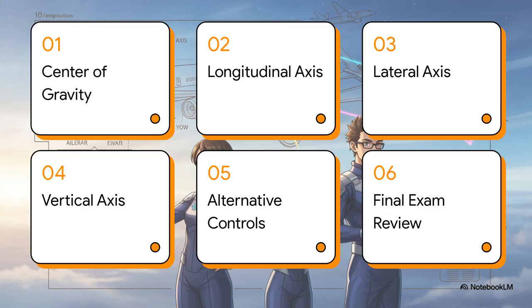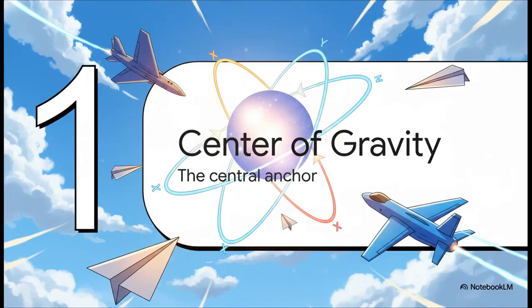All right, so here's your flight plan for today's study session. We'll start with number 1, the center of gravity. Break down the 3 primary axes: longitudinal, lateral, and vertical. Look at some alternative controls, and finish up with a master final exam review. Let's get to work. Section 1, center of gravity.